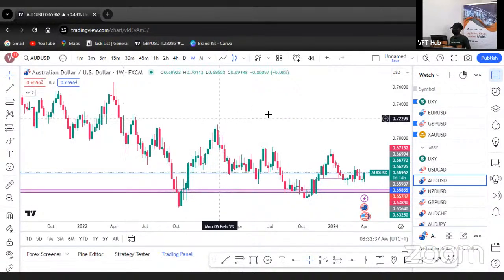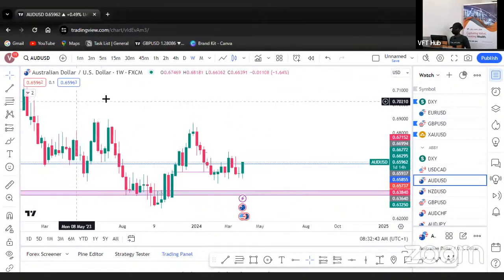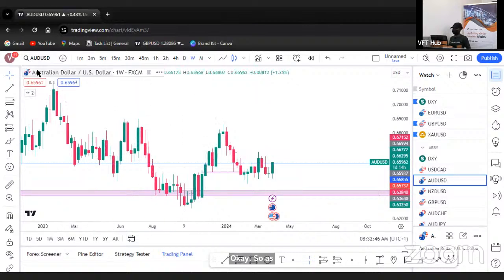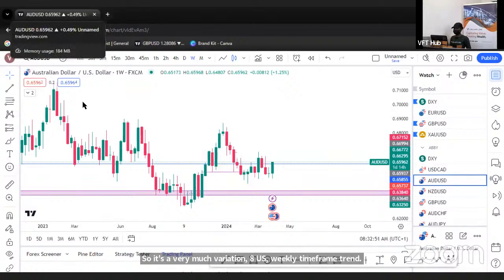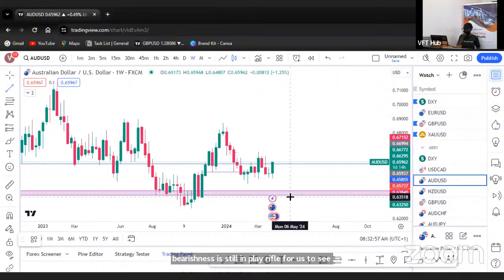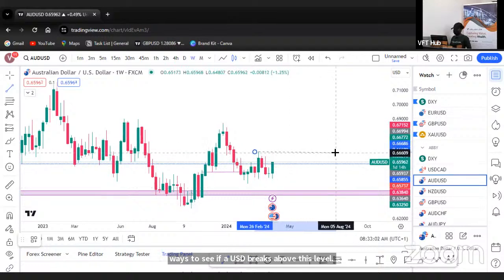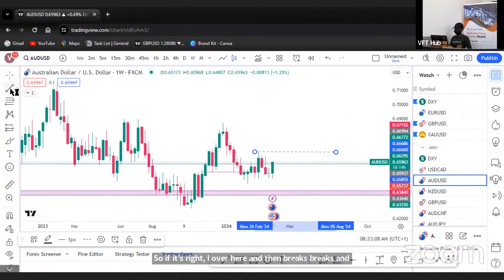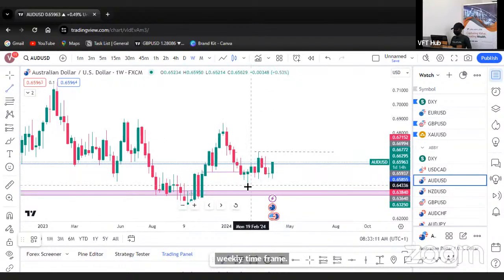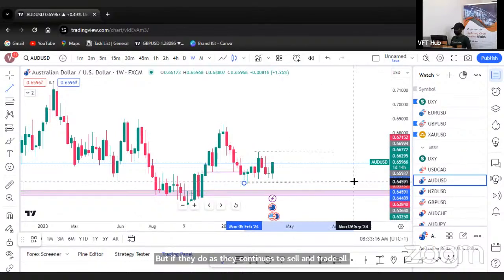So for the AUD/USD weekly time frame, we're still very much bearish on the trend. Our bearishness is still in play, right? For us to see if our bias has changed to the bull moves we saw yesterday, we want to wait to see if AUD/USD breaks above this level. If it trades above here and then breaks and retests, then we know that we're fully bullish on the weekly time frame. But if AUD/USD continues to sell and trades all the way to break below this level, then we know that our bearish bias is still very much in play, right?